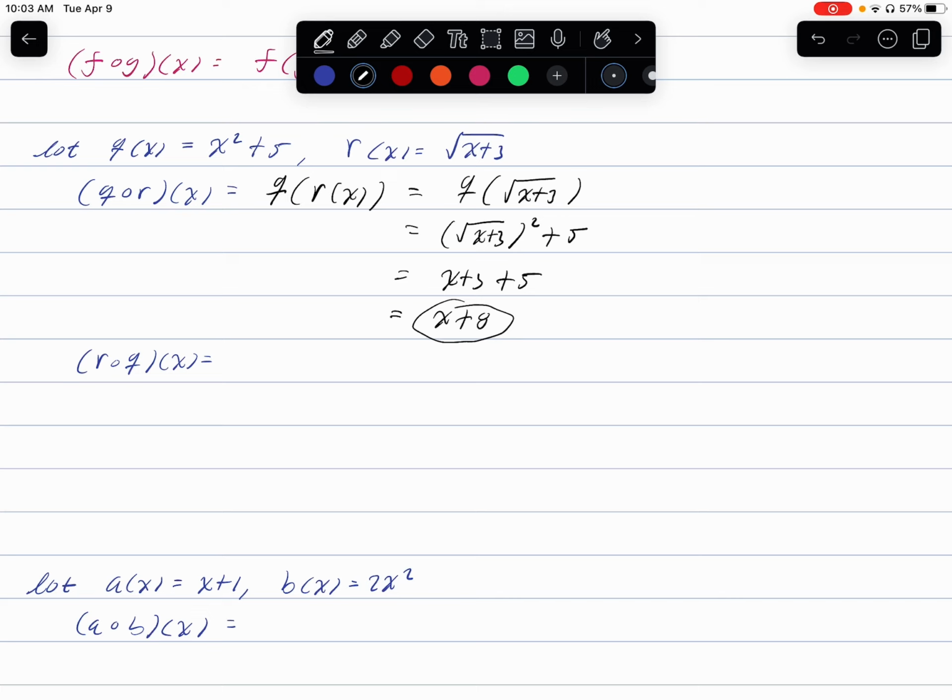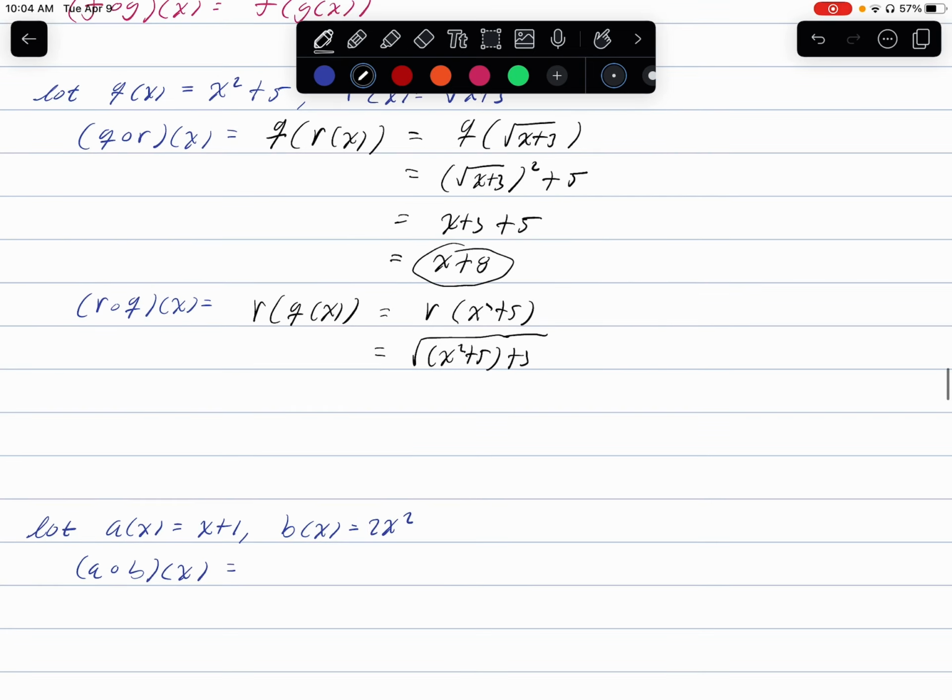Okay, and then now we have r of q of x. We do the other way. So if we do r of q of x, which gives us r of x squared plus 5. Okay, and then with that, we have the square root of x squared plus 5 plus 3. And here we can just combine like terms, and we get the square root of x squared plus 8. And that's as much as we're going to be able to do here with this one. Okay, we can't simplify this any more than we already have it, so we're going to leave that alone.